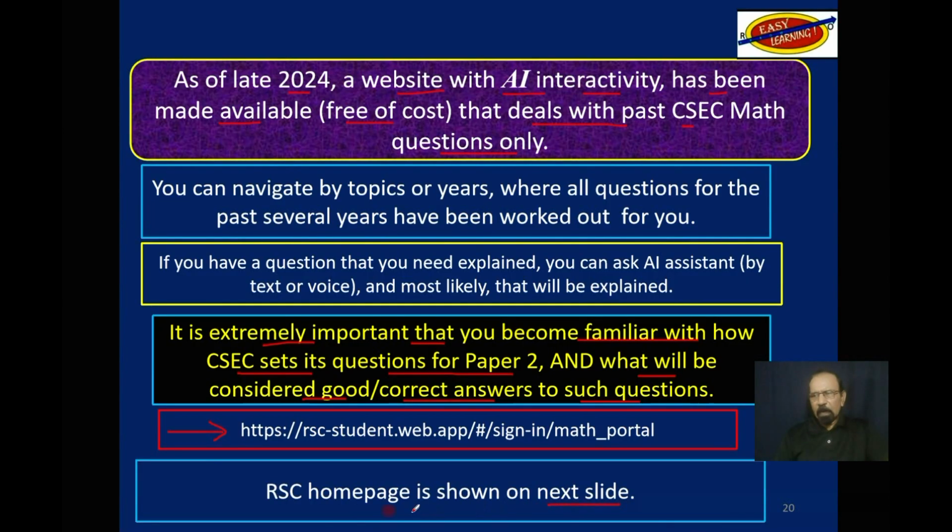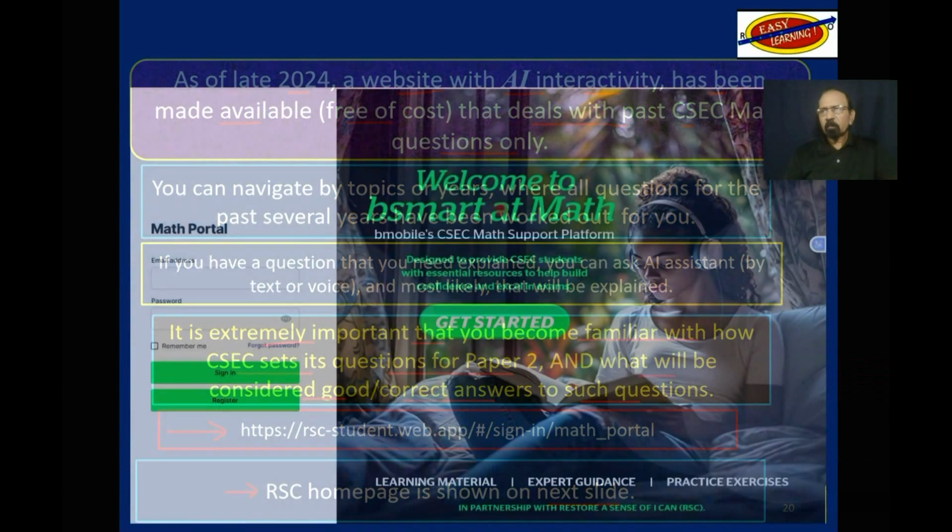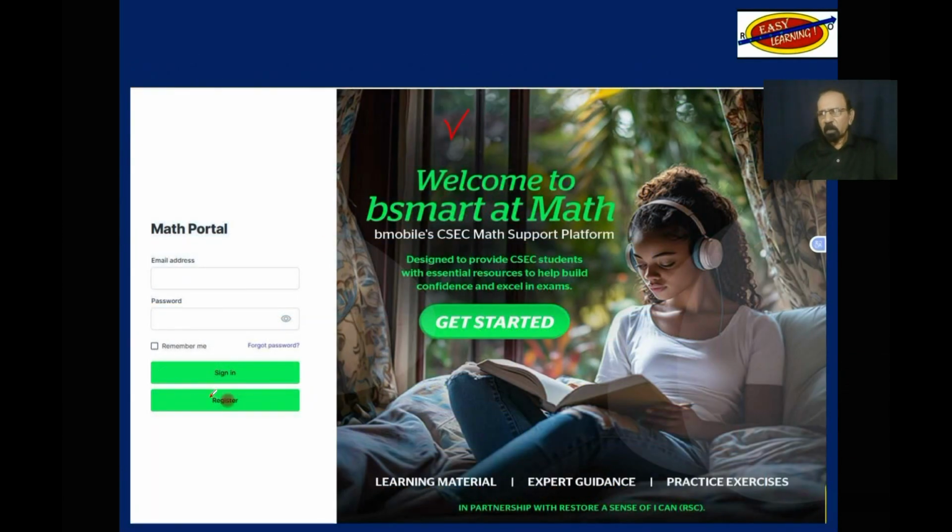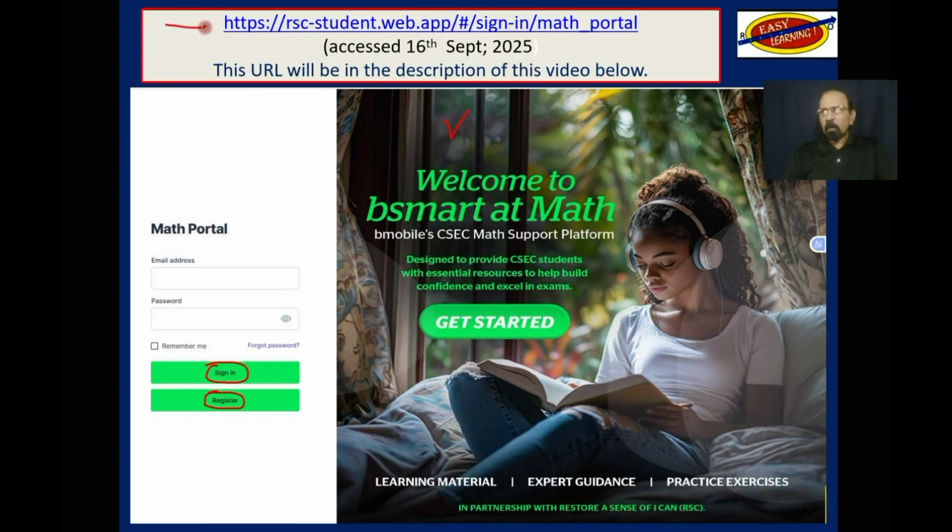On the next slide, I will show you what the home page for that website looks like, which is this. You would have to register first and subsequent to that, sign in. Again, that is the URL. This URL will be listed in the description of this video below, so you can easily click on it and be redirected to this website.